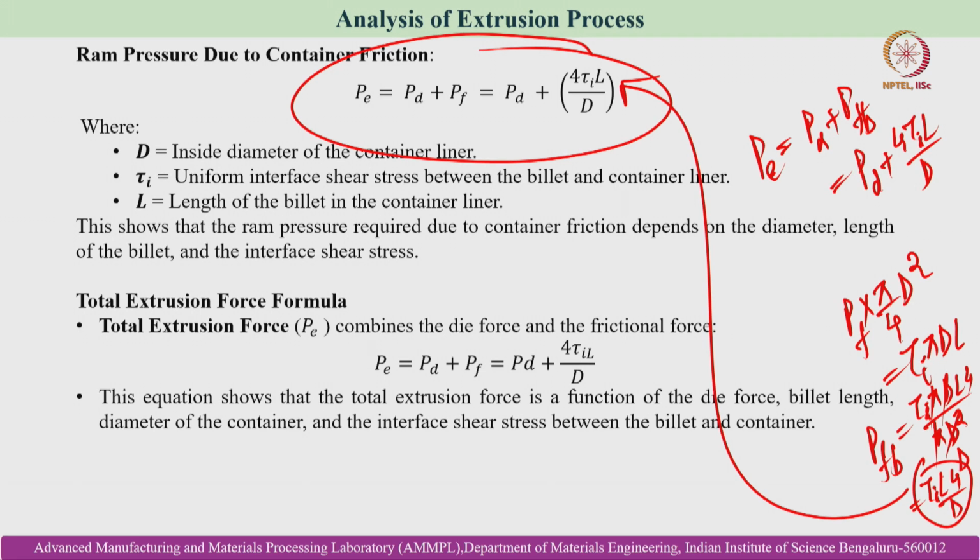This L is not a subscript, so please correct it. This is the expression, and it is the same as before. This equation shows that the total extrusion force is a function of the die force, billet length, diameter of the container and the interface shear stress between the billet and the container.